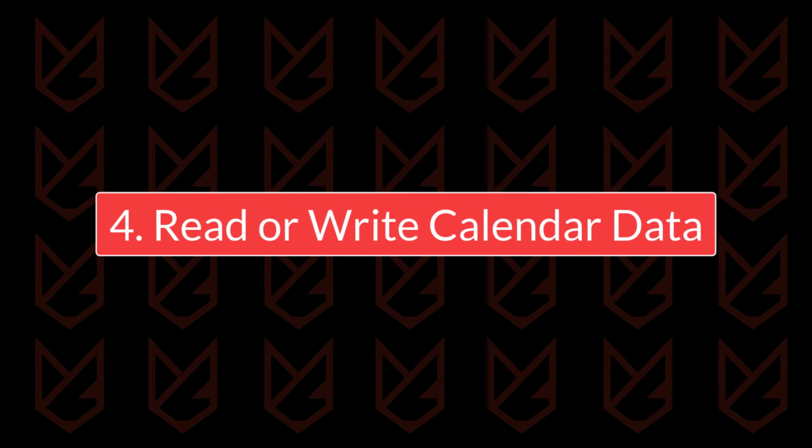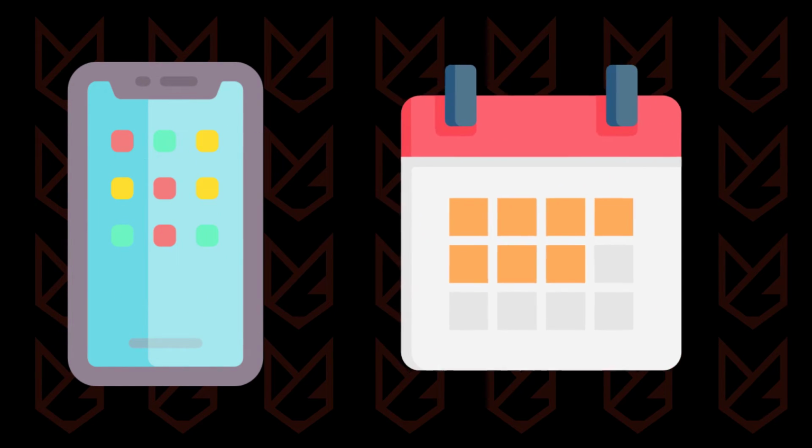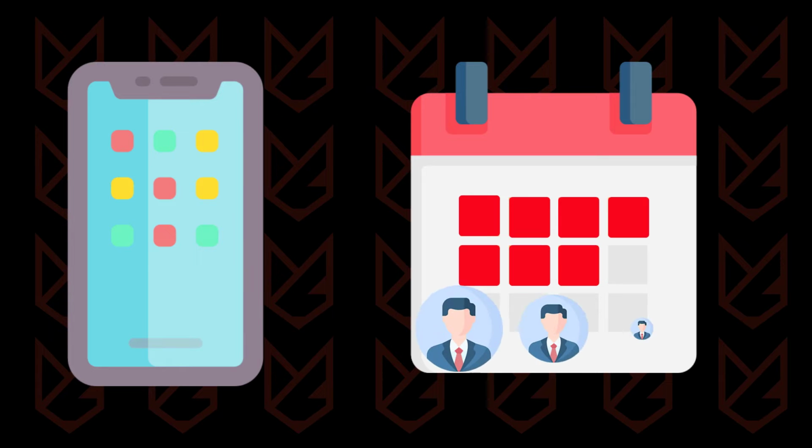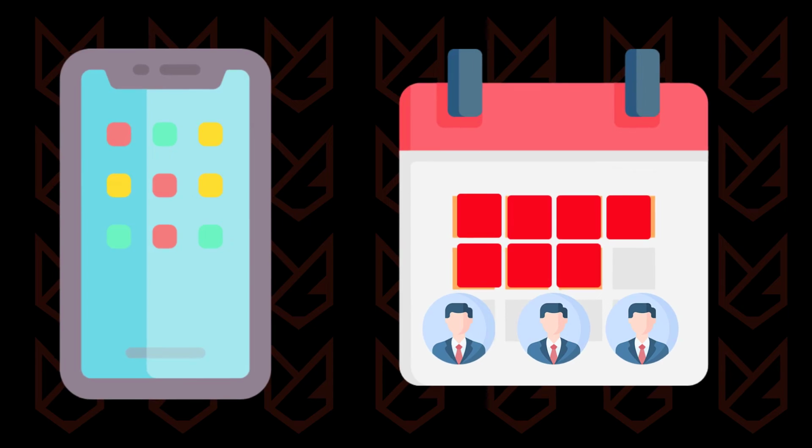Read or write calendar data. Most users ignore this permission. If a rogue app gets access to your calendar data, it can create unwanted events and invite people from your contact list. So you should not give this permission to an app that doesn't need it.